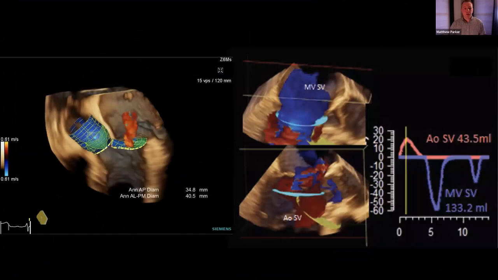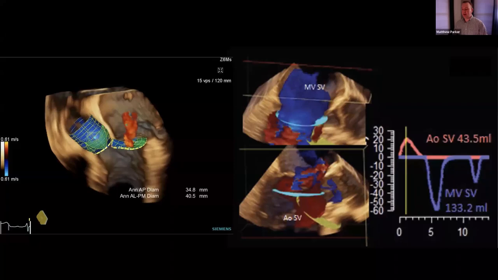So as long as you're in 3D, and maybe some of the other panelists can talk about this, I've seen this in demos, but we don't have it in our lab. There is at least one software vendor, one of the ultrasound vendors, that has a 3D color setup that gets rid of a lot of the geometric assumptions and just tells you how much is coming in across the mitral valve, how much is going out across the aortic valve. Again, that's what we really want to know.